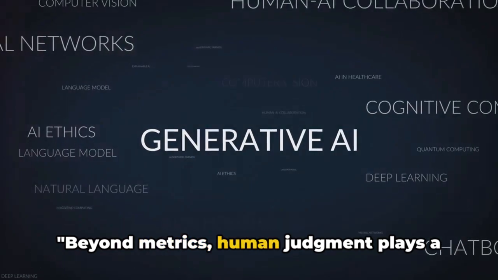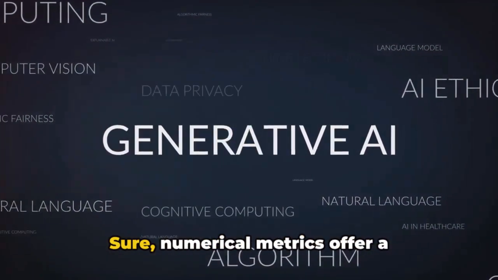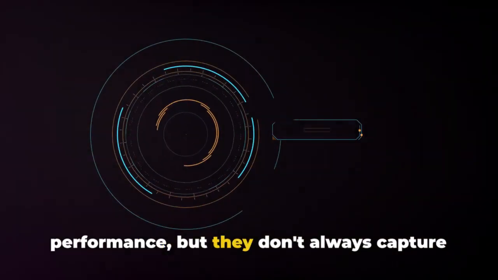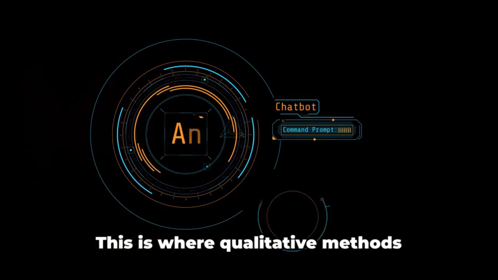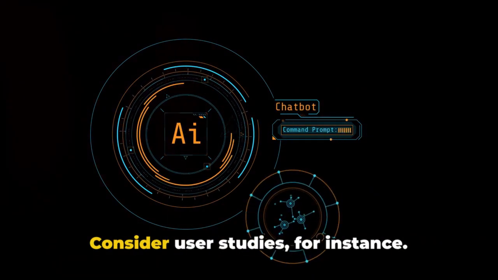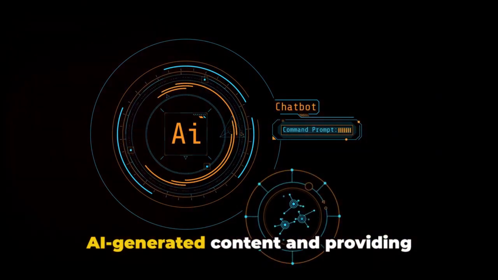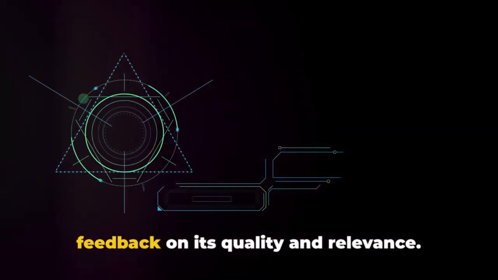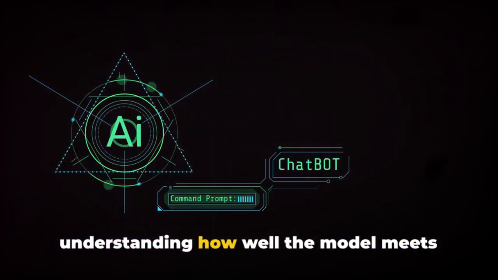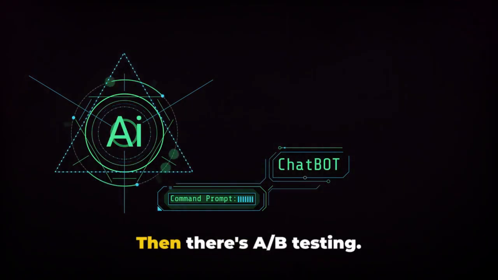Beyond metrics, human judgment plays a crucial role in evaluating generative content. Sure, numerical metrics offer a quantifiable measure of a model's performance, but they don't always capture the full story. This is where qualitative methods involving human judgment come into play. Consider user studies, for instance. They involve real users interacting with AI-generated content and providing feedback on its quality and relevance. These studies can prove invaluable in understanding how well the model meets user expectations and where improvements are needed.